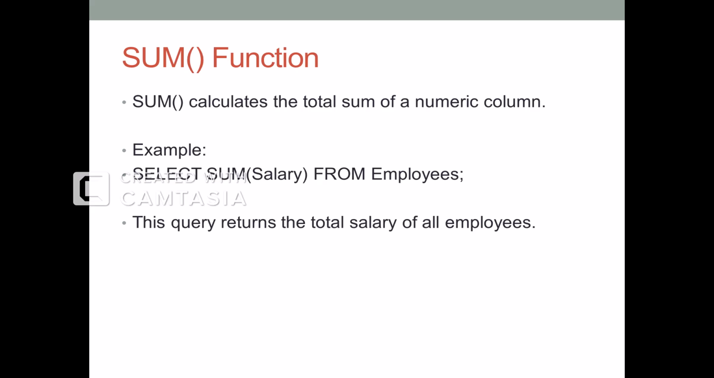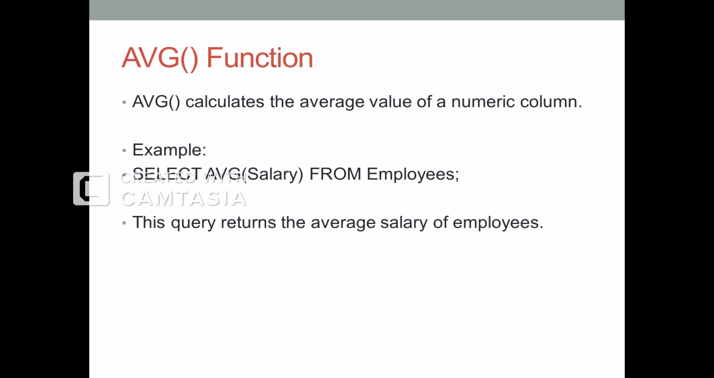Next, we will see about the average function. Here, AVG is given instead of average. The AVG function calculates the average value of a numeric column. For example, SELECT AVG(salary) FROM employees. So here, AVG(salary) returns the average salary of employees.